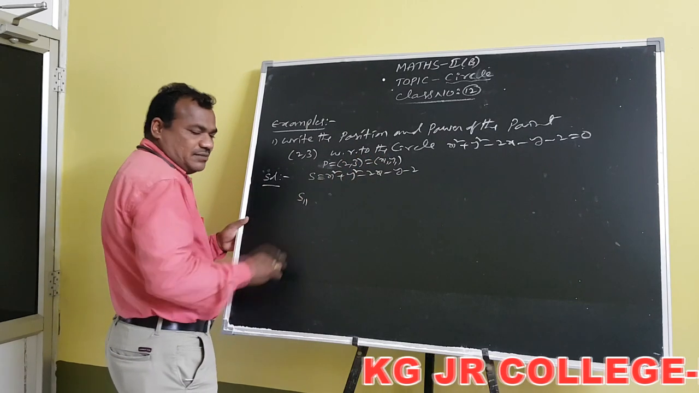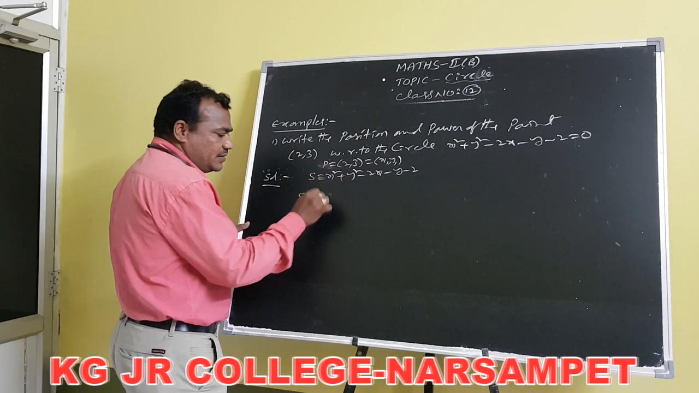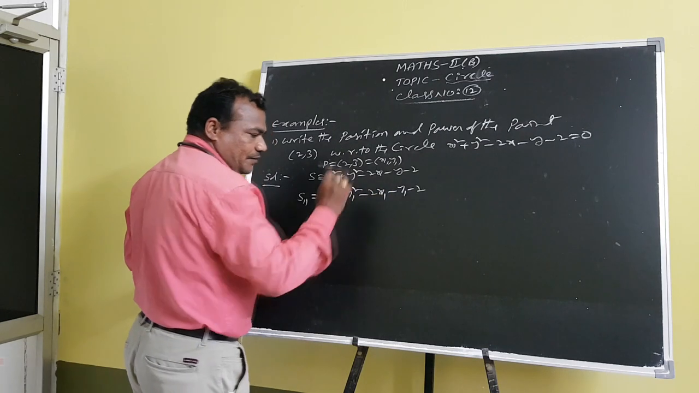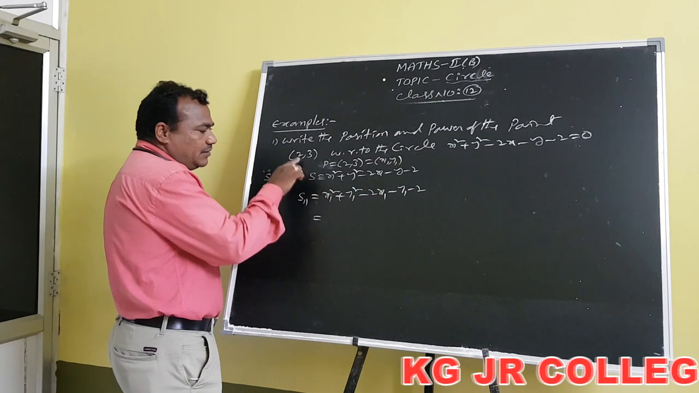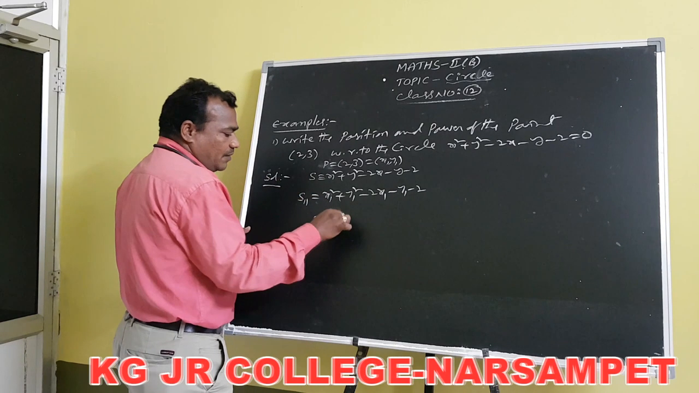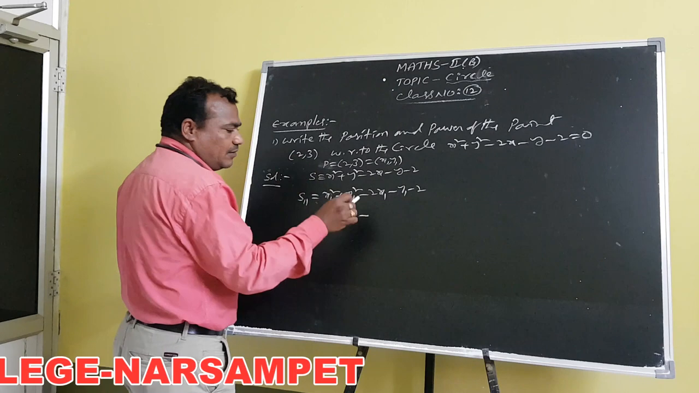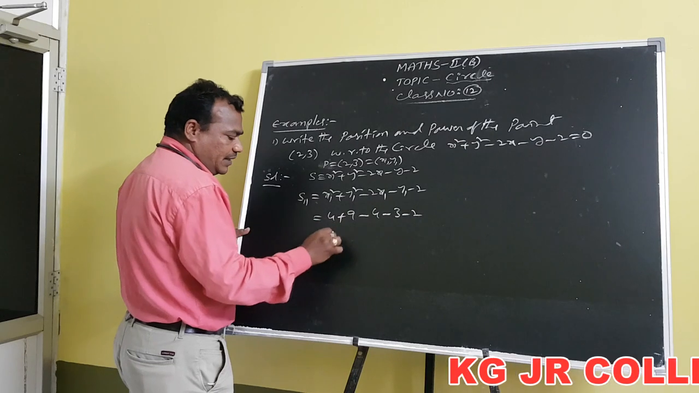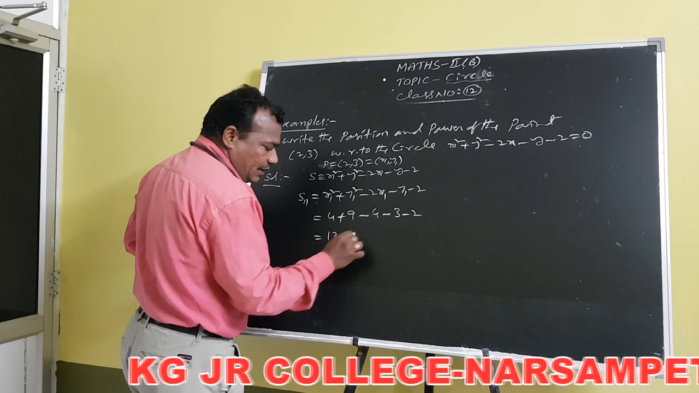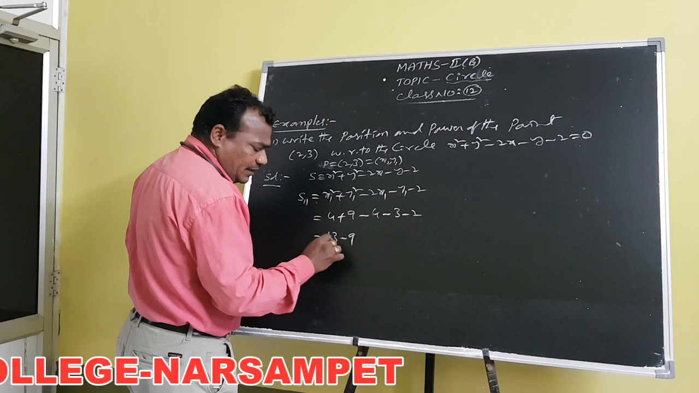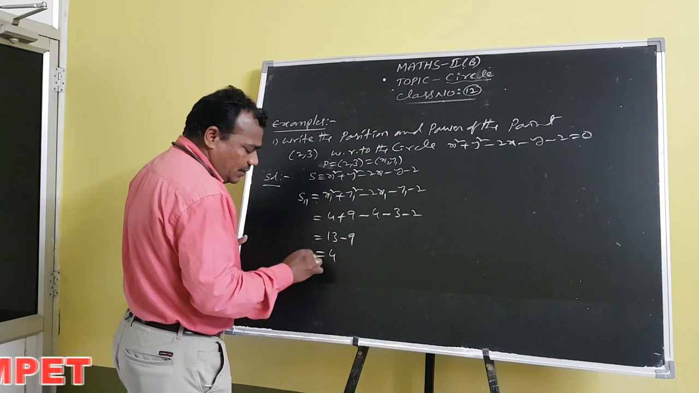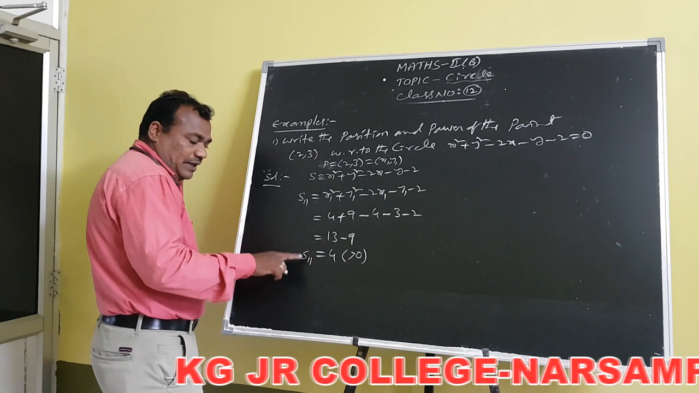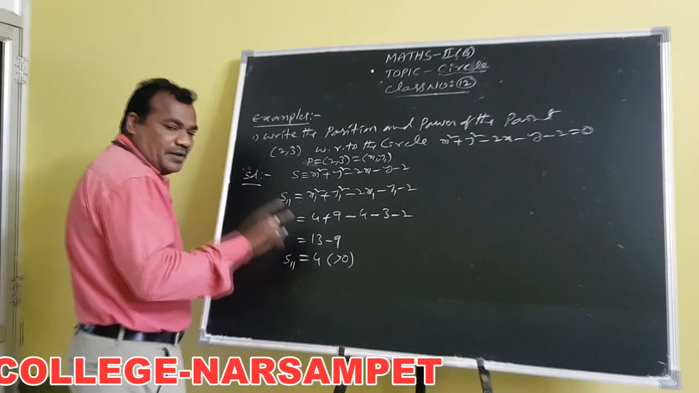Now we calculate S11. S11 of the circle is x1² + y1² - 2x1 - y1 - 2. Putting these coordinates in this: x1² = 4, y1² = 9, minus 2x1 = minus 4, minus y1 = minus 3, minus 2. So 9 + 4 = 13, and 4 + 3 + 2 = 9. Then 13 - 9 = 4, so S11 = 4, which is greater than 0, a positive value.